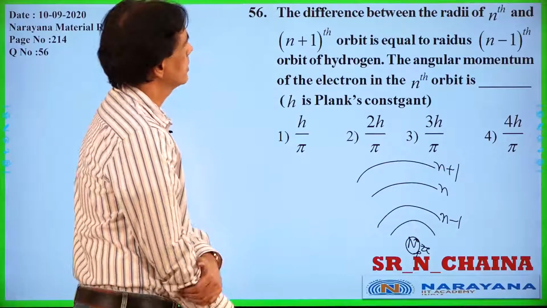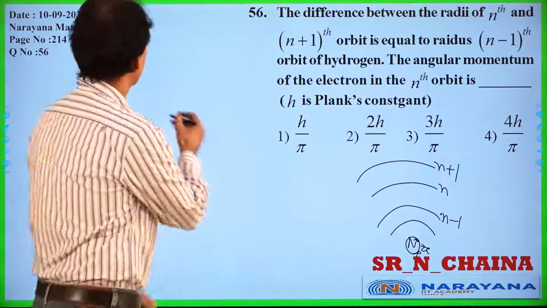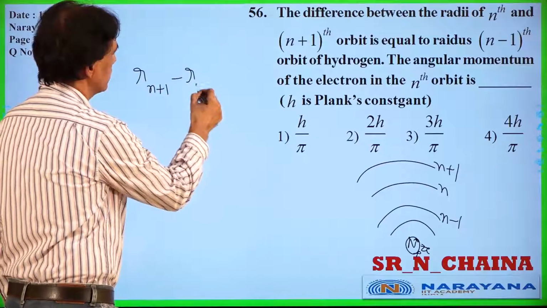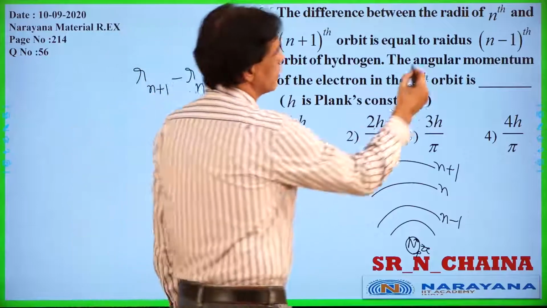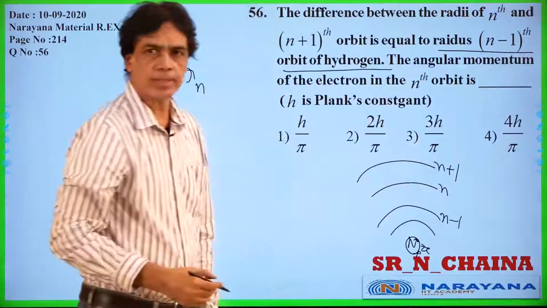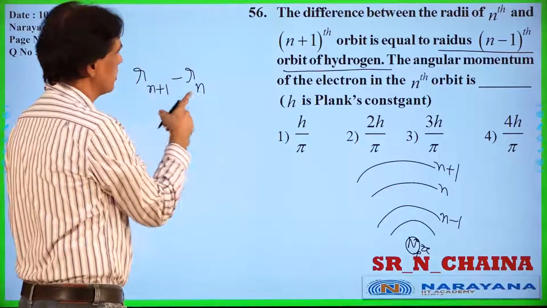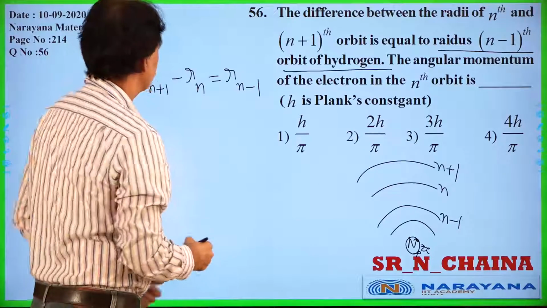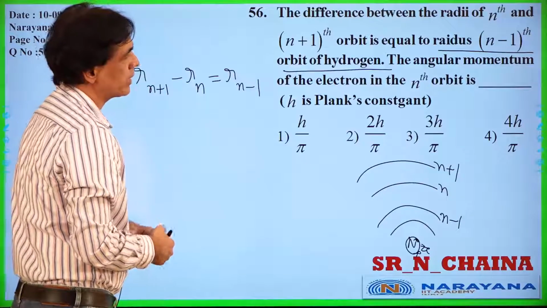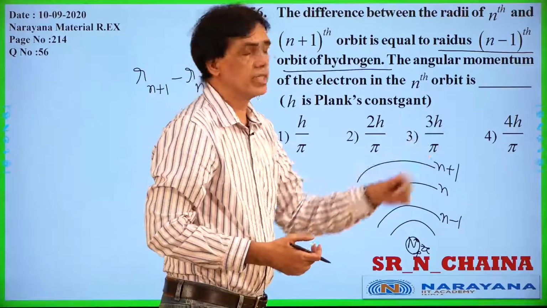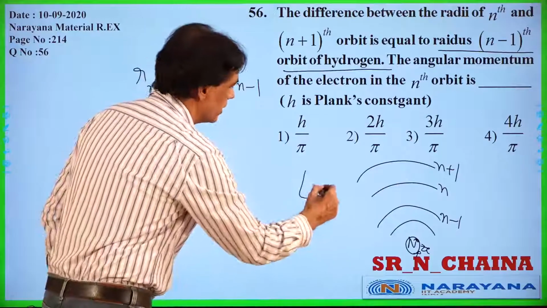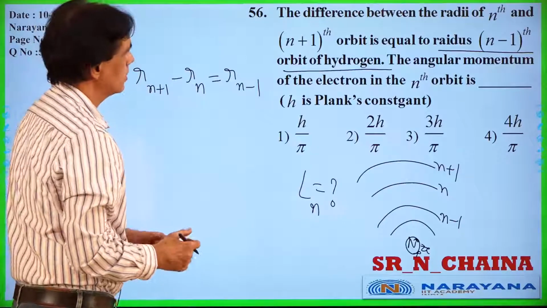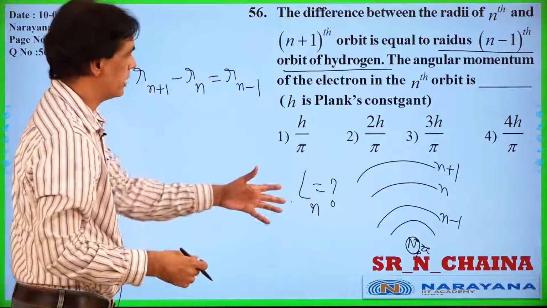It is given that the difference between radius of nth and n plus 1th, that means radius of n plus 1 minus radius of nth orbit, is equal to radius of n minus 1th orbit of hydrogen. So radius of n plus 1th orbit minus radius of nth orbit should be equal to radius of n minus 1th orbit. Now what actually do we need to find out? Angular momentum of the electron in nth orbit, how much? L you have to find out. In which orbit? nth orbit. So let's find out the value of n, then only we can find out angular momentum.